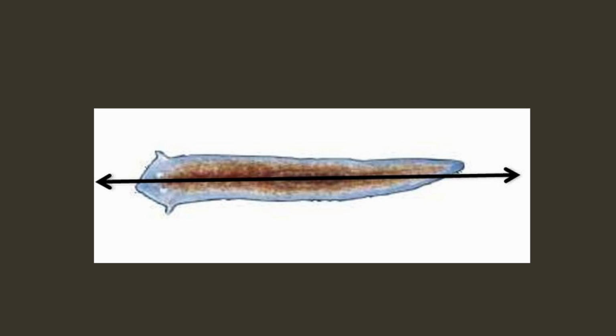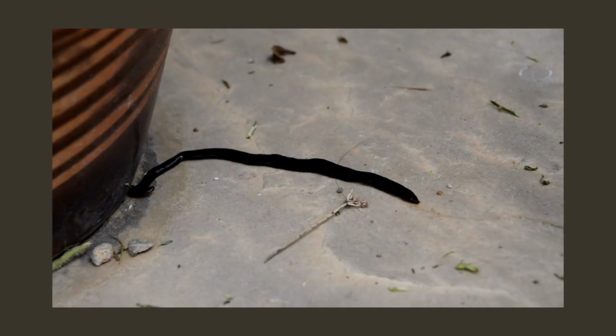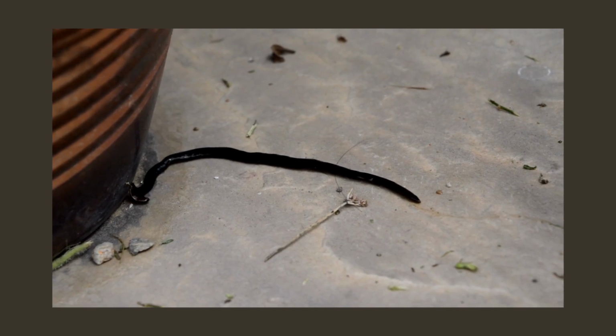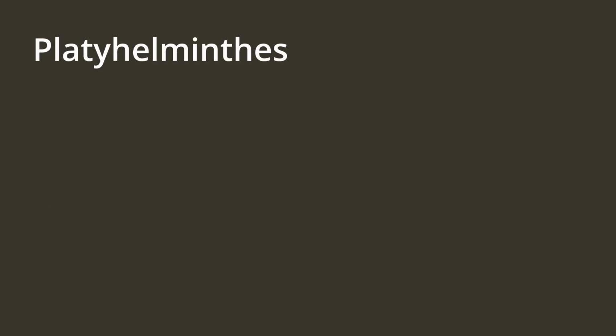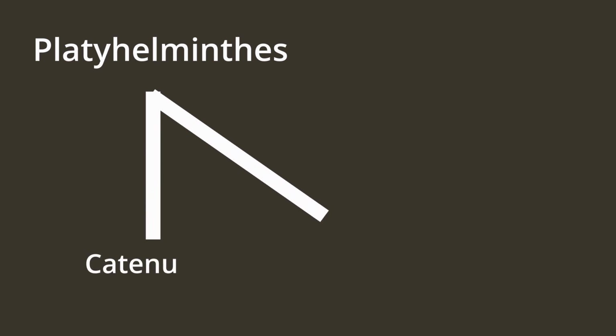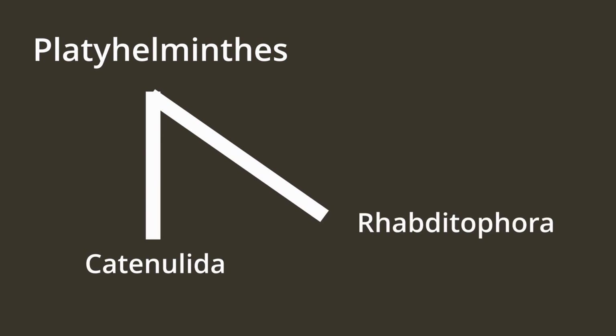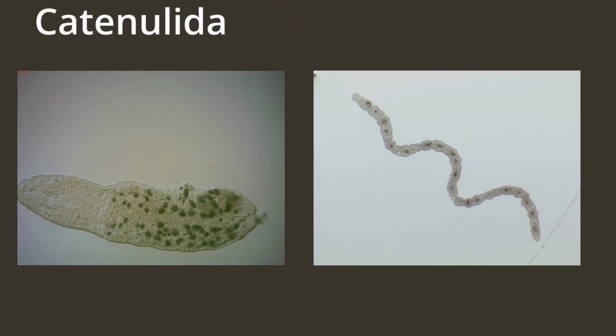They were among the first animals to organize their bodies along a clear head-to-tail axis, paving the way for more complex creatures to come, like you and me. The phylum Platyhelminthes is divided into two main groups, Catenulida and Rhabditophora. Catenulids are small, mostly freshwater species. Simple and free-living, they branch off early and keep the ancestral minimal design.